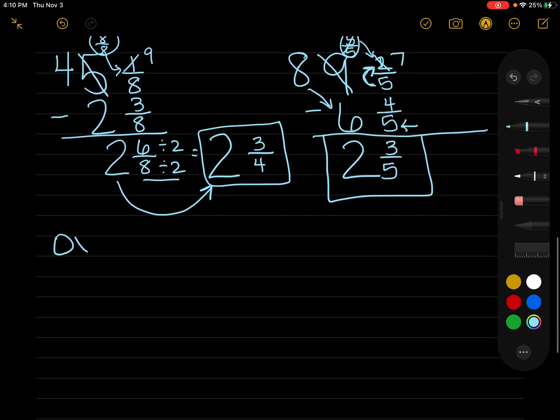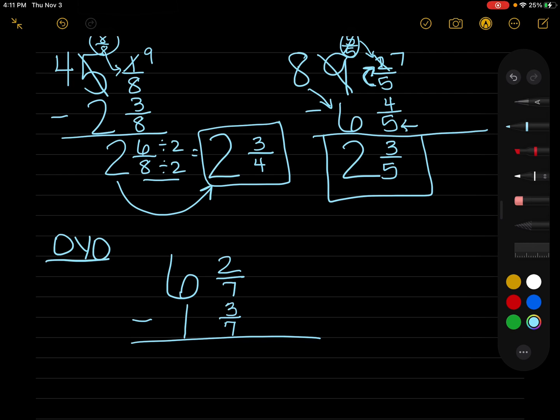Okay, let's have you do one on your own. And then that's going to be it for this lesson. Okay, on your own, let's do a kind of easy one. 6 2/7 minus 1 3/7. Okay, so before you start working, you ask yourself, can I take 3/7 away from 2/7? No, I can't, so you need to borrow. Okay, so pause the video and try this one on your own.